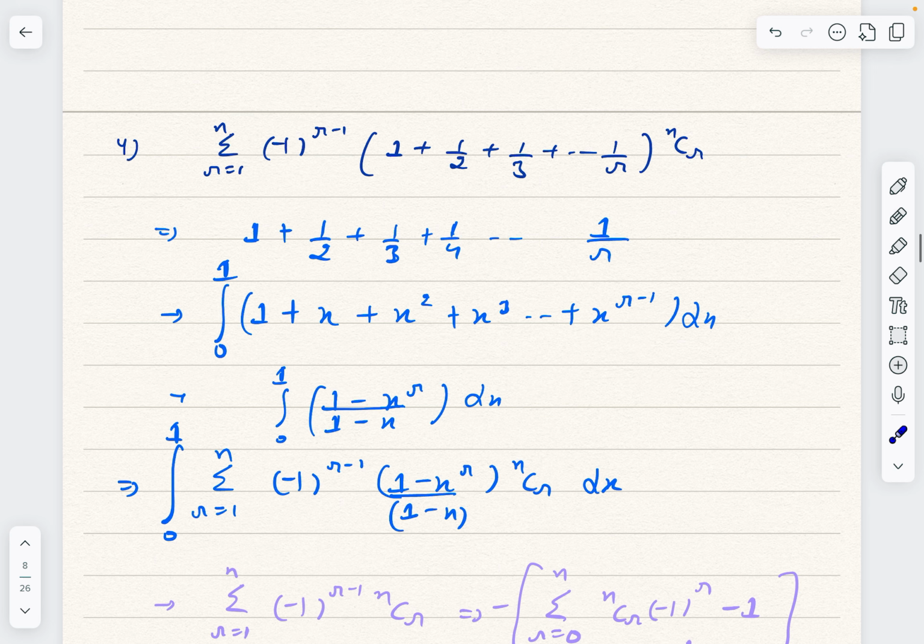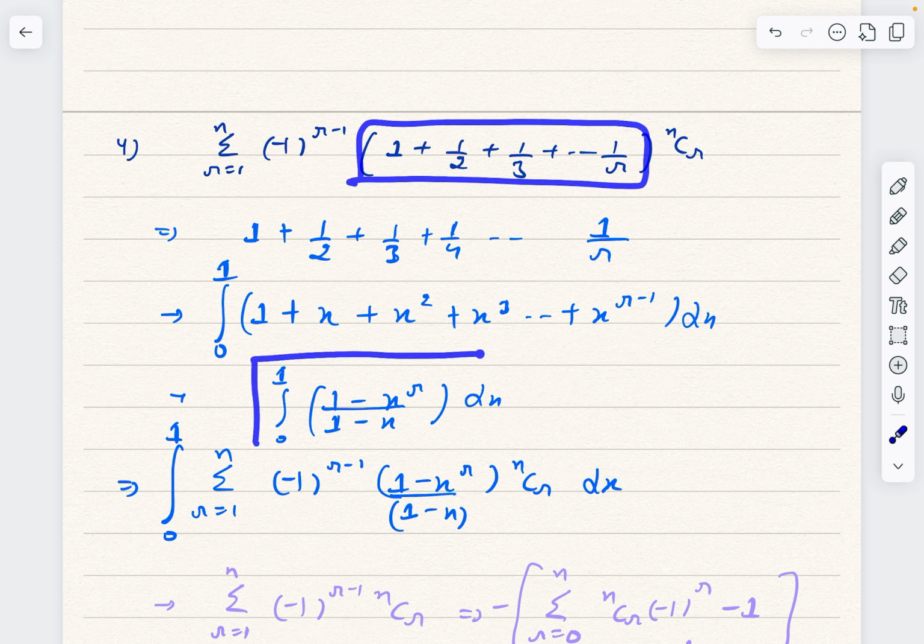First of all, this 1 plus 1 by 2 plus 1 by 3 up to 1 by r, can I write it this way? Integration 0 to 1, 1 plus x square up to x power r minus 1. If you remember, integral of 0 to 1 x power n dx was 1 by n plus 1. So using that here, you get this thing to be 1 plus x square up to x power r minus 1. Now for this, you can use the formula of sum of GP, you get 1 minus x power r by 1 minus x. So this thing we can write this way also.